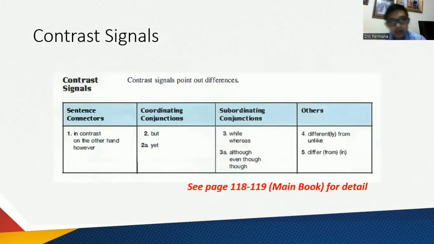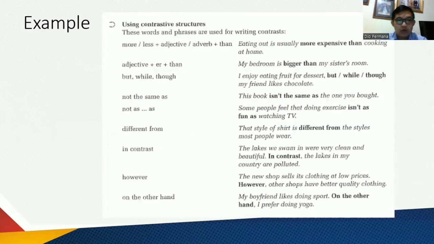And then, similar to the comparative signal, we also have the contrast signal. In a contrast signal, it is about pointing out the differences between the things you are explaining. We have sentence connectors like in contrast, on the other hand, however, but, yet, while, and so on. This is an example of a contrast signal. You may also look for further information about this kind of signal on pages 118 through 119 of our main book. Now, look at the example.